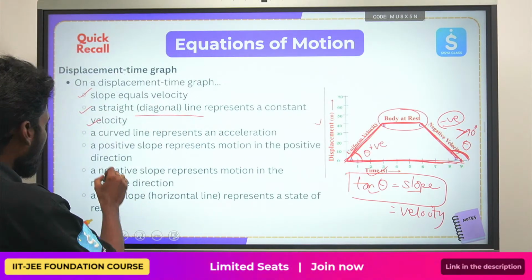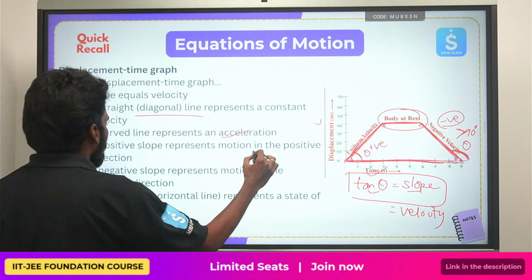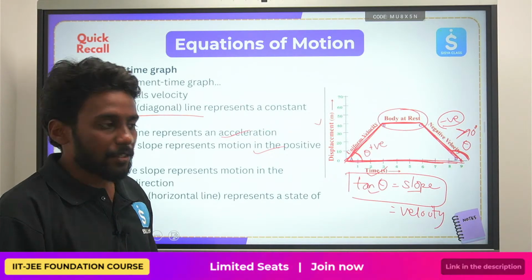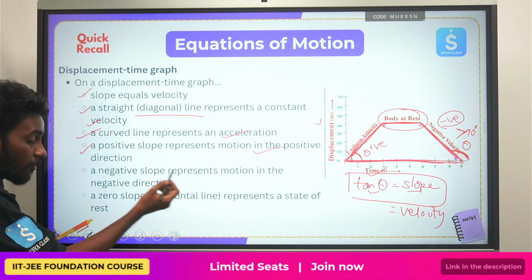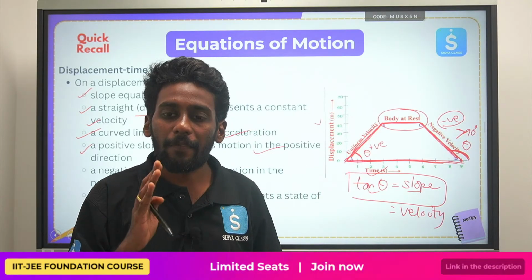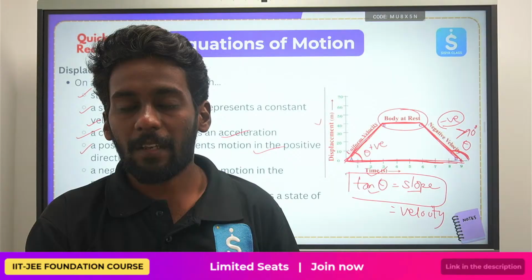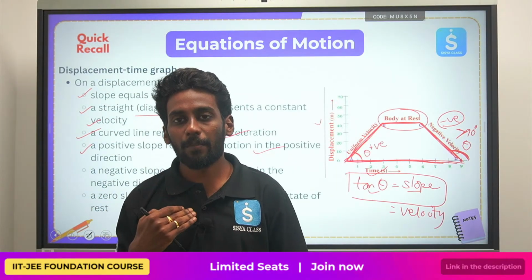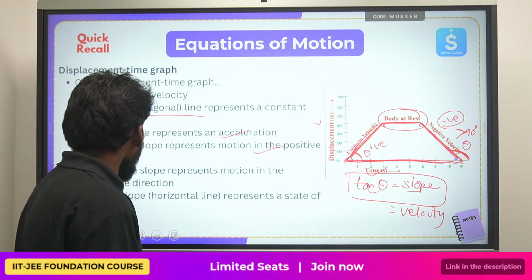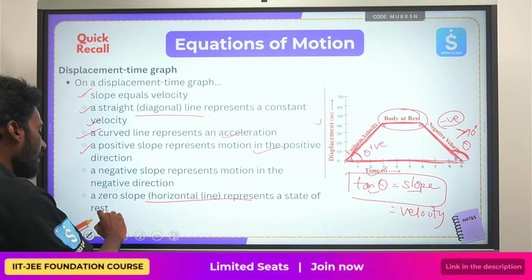Now a curved line represents acceleration, fine. A positive slope represents motion in the positive direction. A negative slope represents motion in the negative direction, right? Now negative direction means what? It just reversed its direction. If I am moving forward, my velocity would be positive. If I am moving backward again to my original position, my velocity would be negative. That's it. Now a zero slope, a horizontal line, represents a state of rest, right?